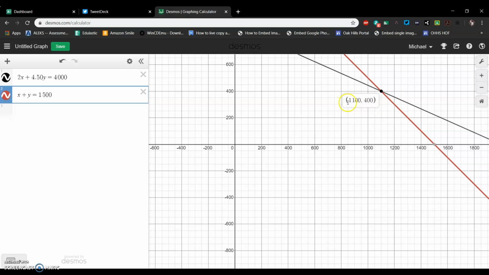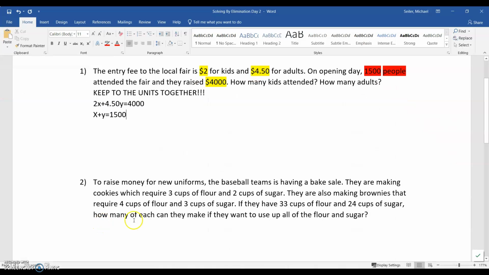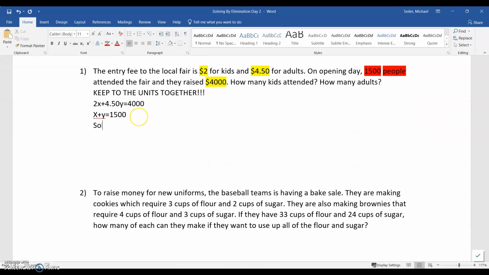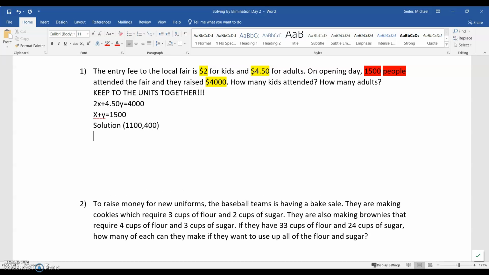So our answer for this one, at 1,100 and 400, well, that makes sense. So my solution for this one is the point (1,100, 400). What that means is that there were 1,100 kids in attendance and 400 adults on the first day.